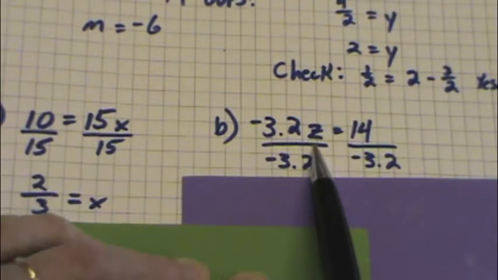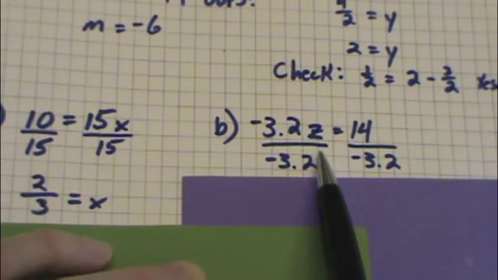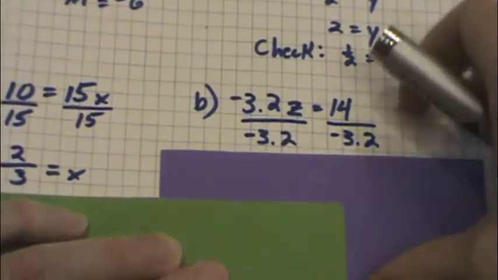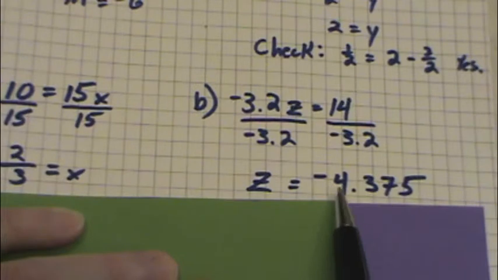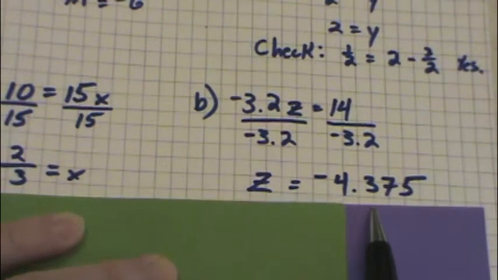We'll isolate the z, and then after you've used your noodle and figured out what 14 divided by 3.2 is, you end up with z equals negative 4.375.